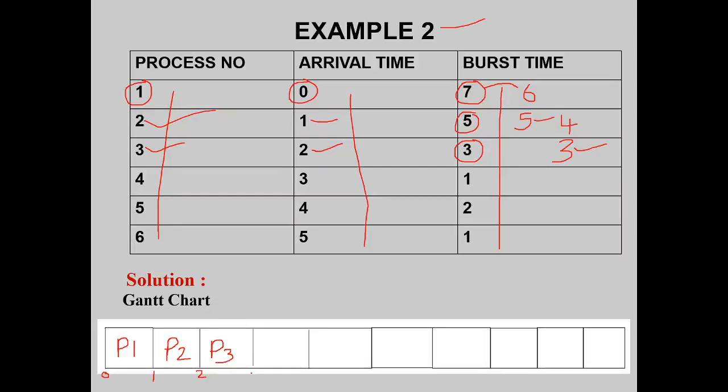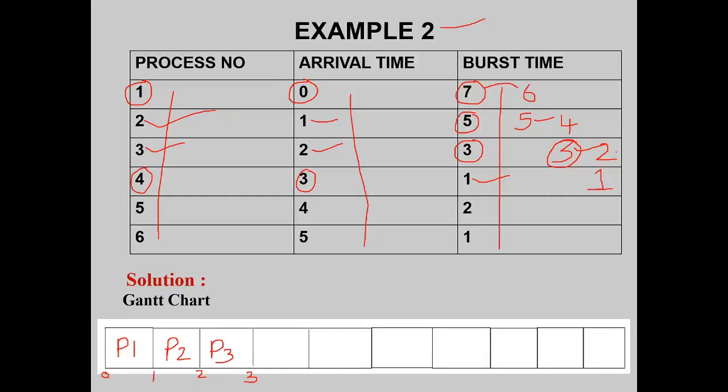Now process P3 is executing. It will execute till unit 3, and immediately at unit 3 another process has come, process P4, and its burst time is 1. Currently P3 is executing. Out of 3 it has completed 1 unit, so 2 units are remaining here.